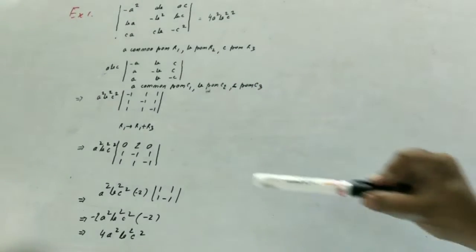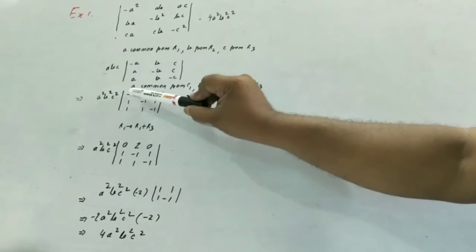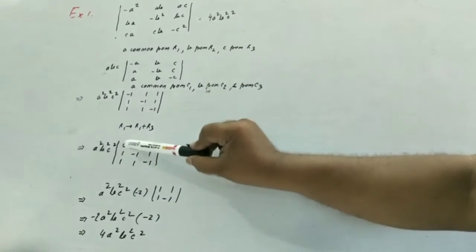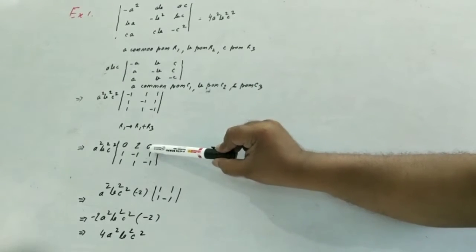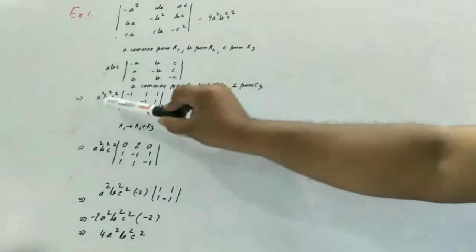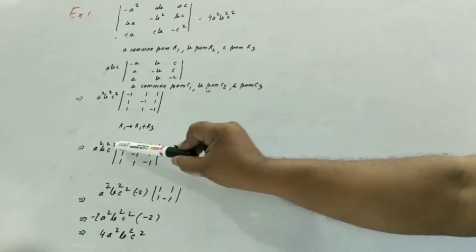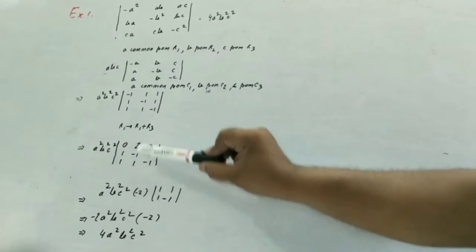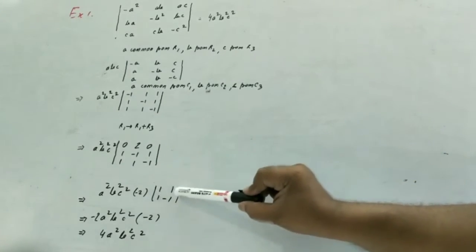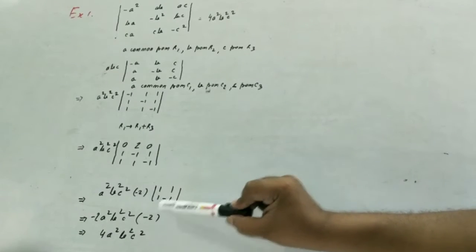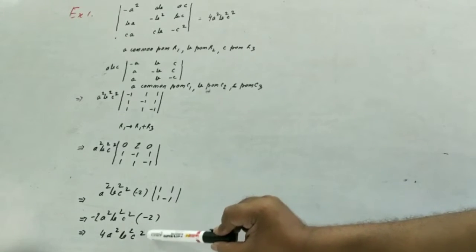After I get this, since my aim is to get maximum zeros, I will write R1 is equal to R1 plus R3. Minus 1 plus 1 is 0. 1 plus 1, 2. And 1 minus 1 is 0. After taking a, b and c common, this abc becomes a square, b square, c square. Now I'm going to expand it along the first row. This 2 is minus 2. I remove the first row and the second column. I get 1, 1, 1, minus 1. This is minus 2. Minus 2 into minus 2 is 4a square, b square, c square. This is the first example.